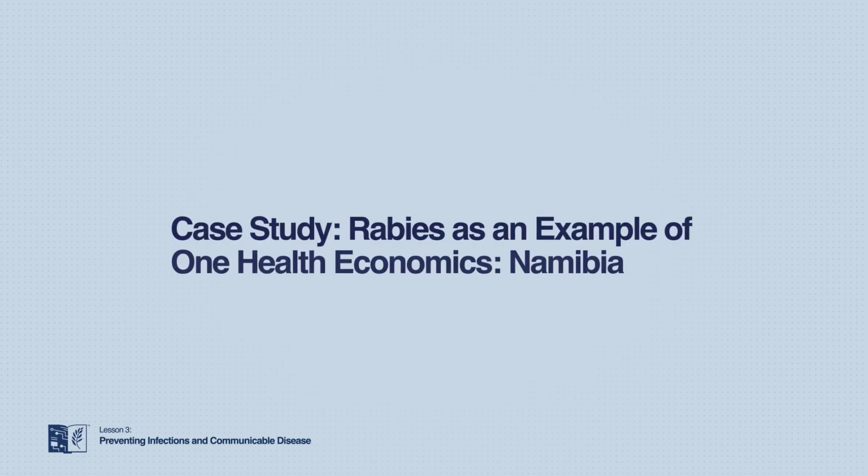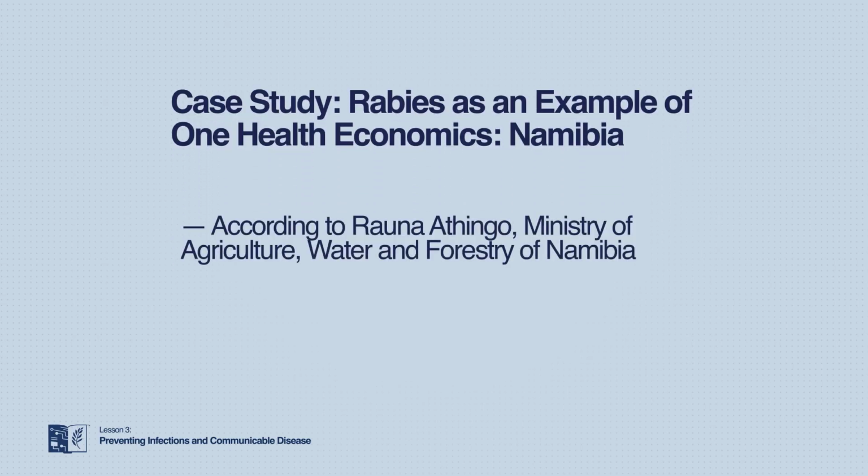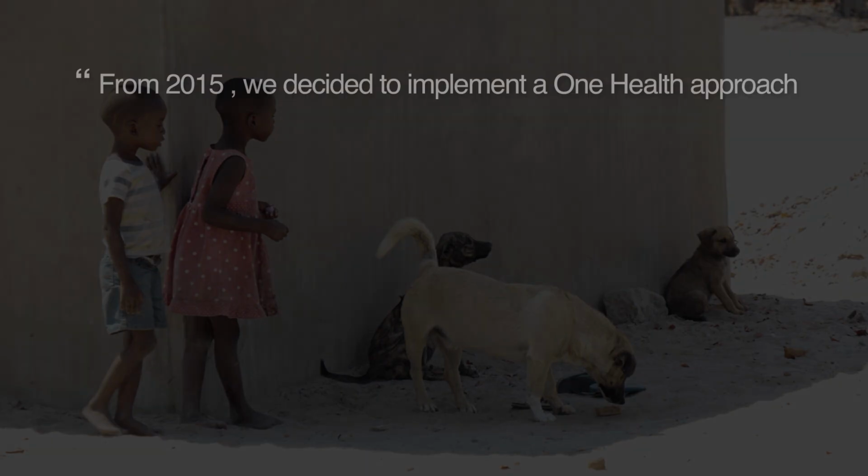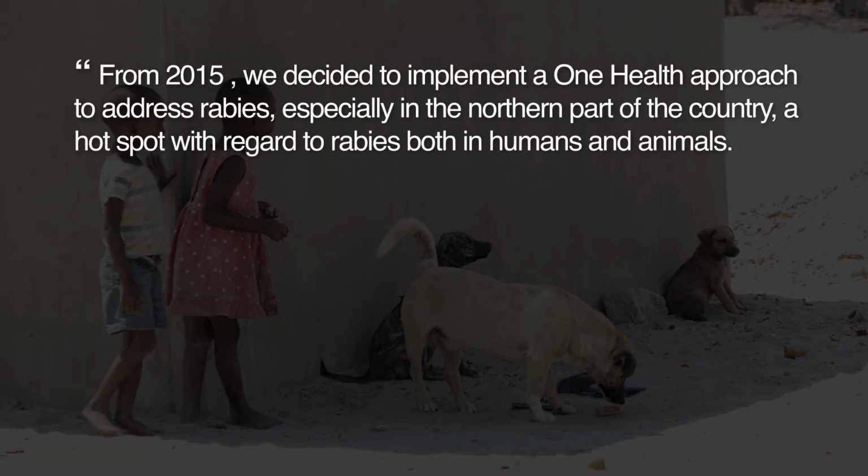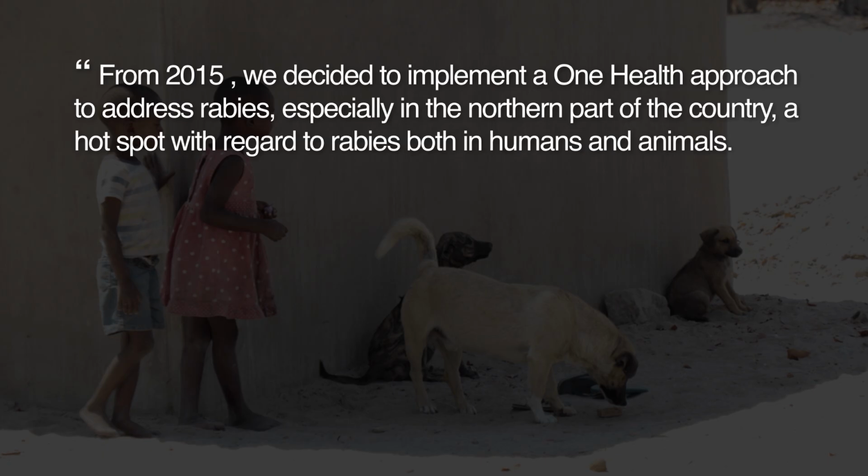Case study: rabies as an example of One Health economics, Namibia. Rauna Thingo, Ministry of Agriculture, Water and Forestry of Namibia: From 2015, we decided to implement a One Health approach to address rabies, especially in the northern part of the country, a hotspot with regard to rabies both in humans and animals.